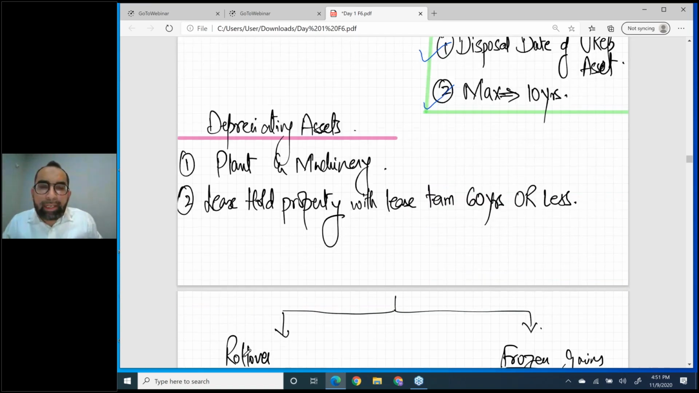Now the question is, sir, can you tell us a few depreciating assets of our TX F6 course? Yes, learn these two names. Number one, plant and machinery. If you are buying plant and machinery, or if you are buying a leasehold property with a lease term of 60 years or less, then these two are depreciating assets, and for that you have to do the frozen gains working. No more rollover, only frozen gains working.